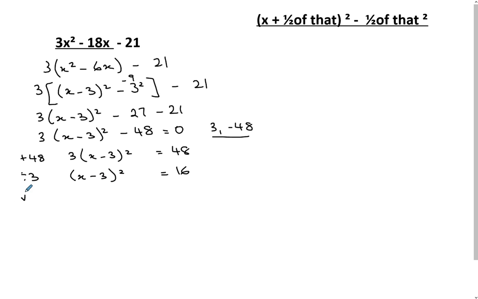And then the rest of the steps are really quite soothing. x minus 3 is plus or minus square root of 16, which is plus or minus 4. And then you add your 3, and you've got x equals 3 plus or minus 4. So x equals 3 plus 4 is 7, or x equals 3 minus 4 is minus 1.